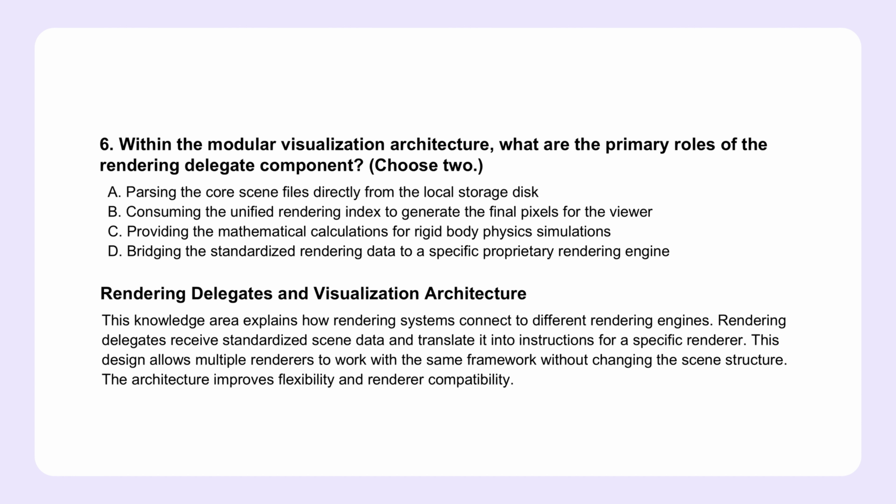Within the modular visualization architecture, what are the primary roles of the rendering delegate component? Choose 2. Okay, 2 answers here. Option A, parsing the core scene files directly from the local storage disk. Option B, consuming the unified rendering index to generate the final pixels for the viewer. Option C, providing the mathematical calculations for rigid body physics simulations. Or option D, bridging the standardized rendering data to a specific proprietary rendering engine.